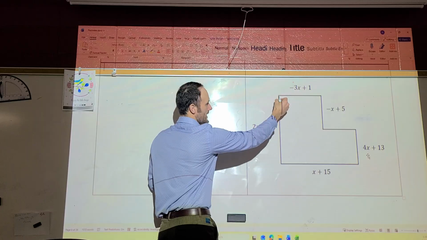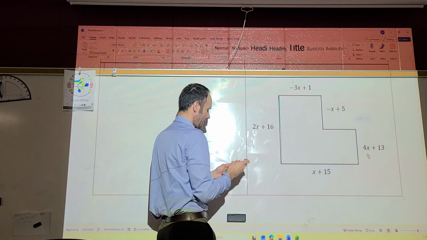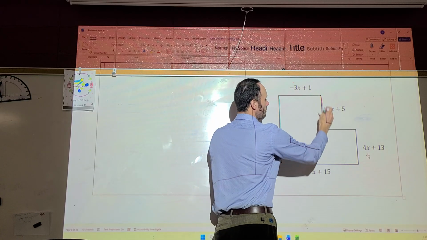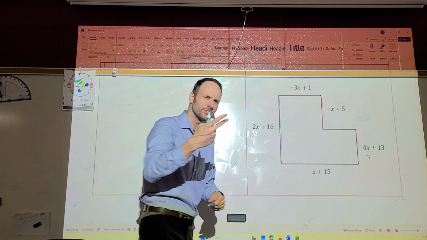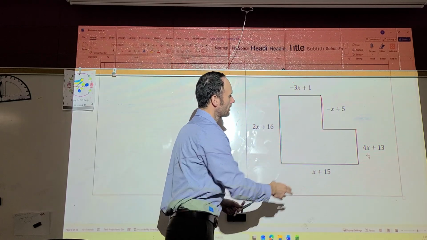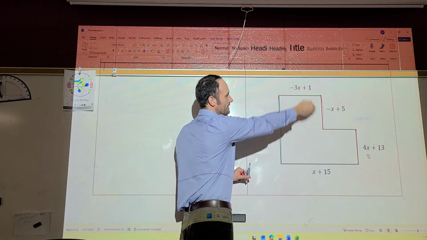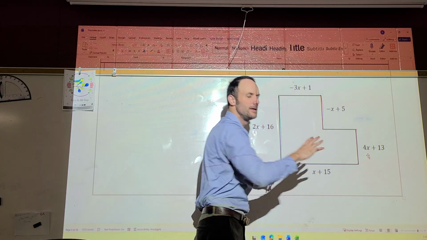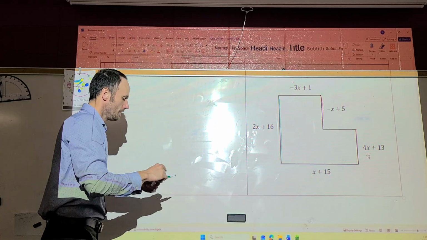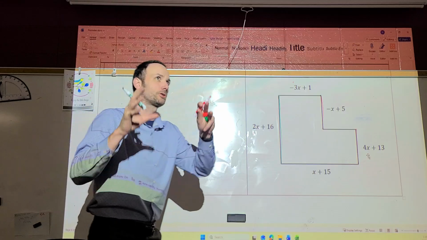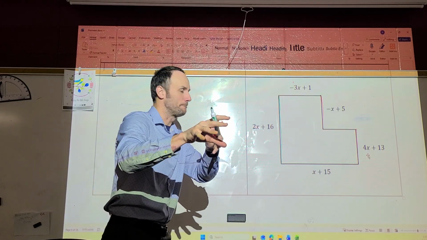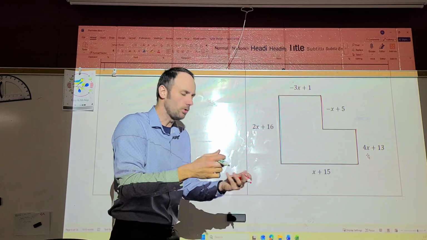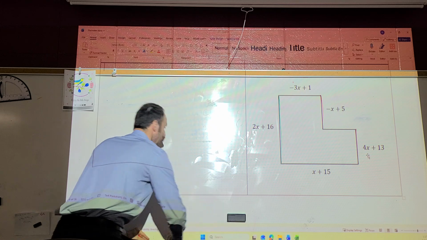You would understand that this length right here is the same as these two pieces put together, right? If I took scissors and I cut this thing apart and then I lined these up, they would be the same measurement as this right here, even though they're disjointed. But that's what composite figures do. So when I look at that, how do I capture that idea of being the same in algebra? Well, that means they're equal. So I can set these equations equal to each other.